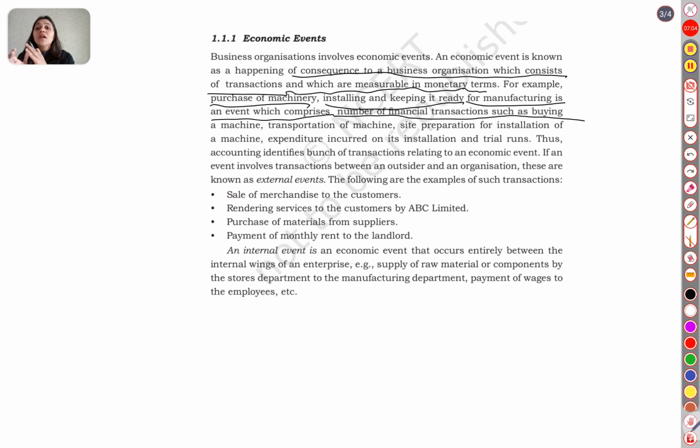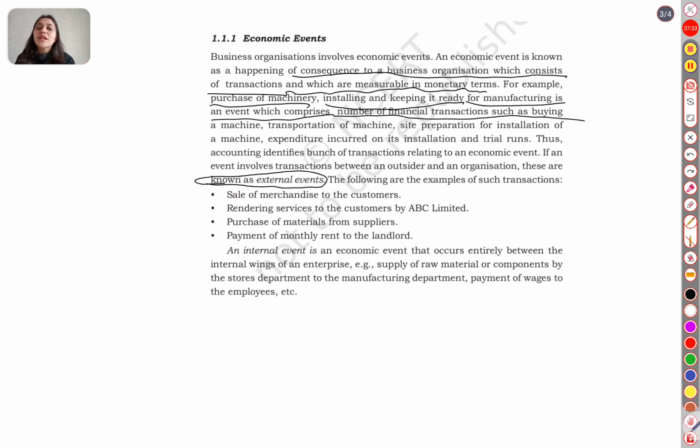Thus, the accounting identifies the transactions between the outsiders and the organizations. These are also known as the external event. This is very important part that you should understand. What is the economic event? जो external part को control करता है. तुम्हारे business में कोई ऐसा economic growth अचानक से आया है जिसमें you are very happy to announce that. That is called as an economic event.